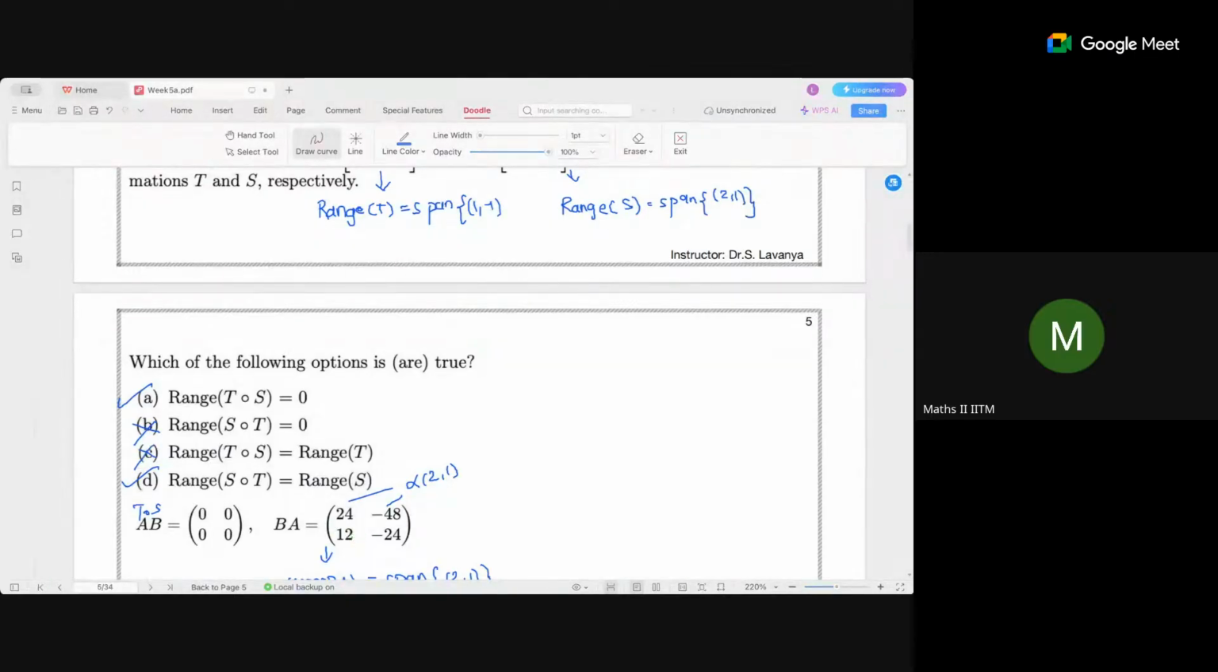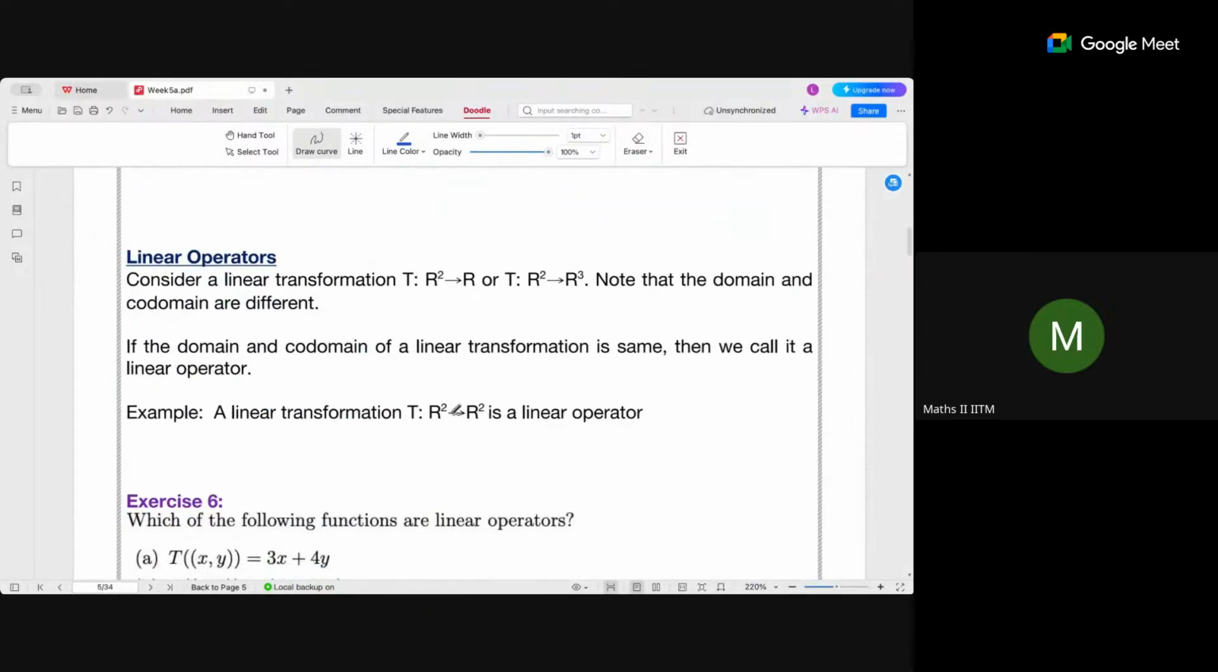Yes. Okay, good. So in general, what are linear operators? So far we have seen what are linear transformations. Now we are going to move to a more general setting. We can have a linear transformation from R2 to R or R2 to R3. So a linear transformation usually refers to any transformation from Rm to Rn. If the domain and codomain are different, then we usually call it a linear transformation. If the domain and codomain are the same, for example m is equal to n, then we call it a linear operator. So a linear transformation T from R2 to R2 is a linear operator.